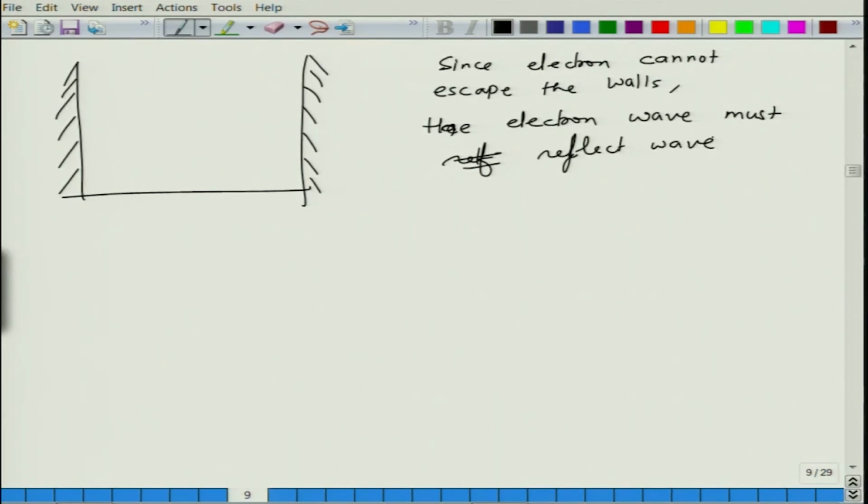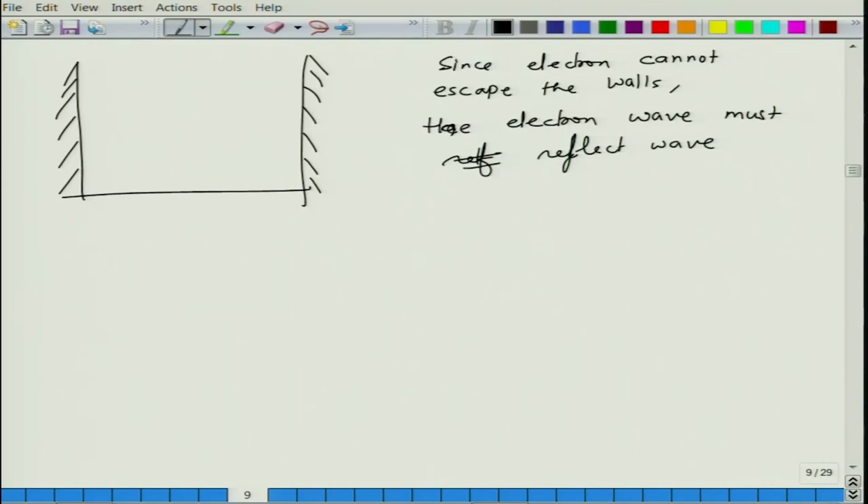just like, you know, if you have a big jar, and you have some water there and you just shake it up. Since water cannot go out, the waves which strike the wall will come back. So it's like electron being a wave will also reflect back from the wall. And this leads to a situation like this.